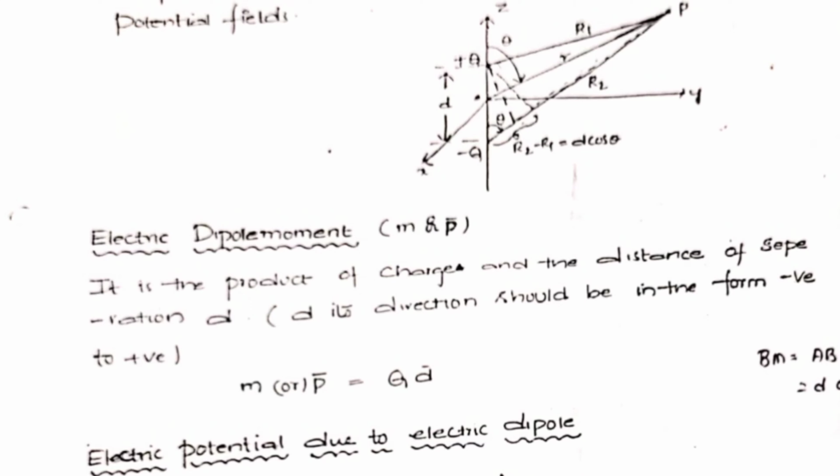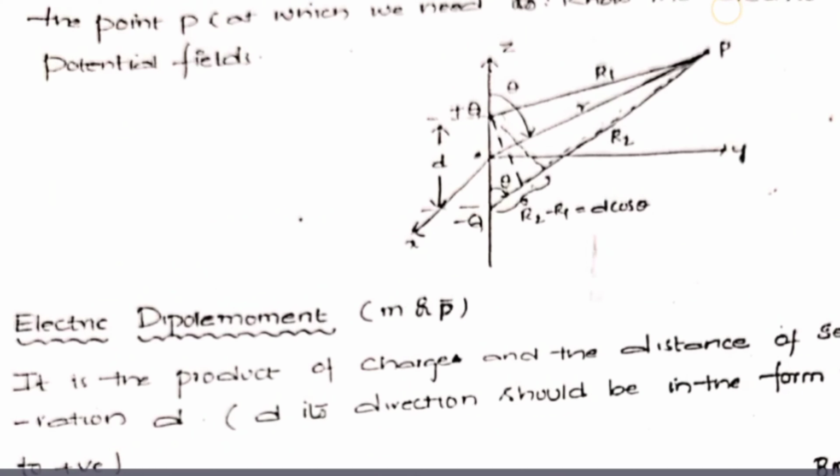The line along the direction of the electric dipole is called the axis of the dipole. Let us consider two charges, plus q and minus q, separated by a small distance d. Assume that in the xyz Cartesian coordinate system, the two charges are placed along the z axis. Where the dipole is formed, where the two charges are placed, the axis is known as the dipole axis.